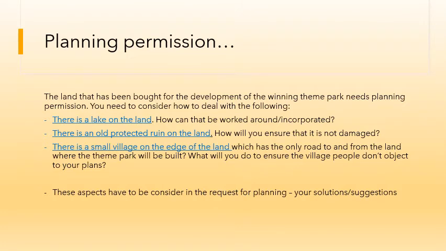Right, planning permission, that's what we're after today. That's what we're writing to try and get. So the land has been bought for the development of the winning theme park and it needs planning permission. You need to consider how to deal with the following. There's a lake on the land, which we know about. We're going over these again because you're going to consider them in your planning permission. There is an old protected ruin on the land. There's a small village on the edge of the land. These aspects have to be considered in your request for planning permission. Don't worry about that. Just read the slide and take it on board.